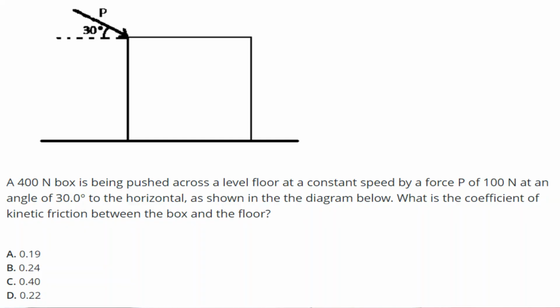Question 23. A 400 Newton bus is being pulled along a level floor at a constant speed by a force P of 100 Newton at an angle of 30 degrees to the horizontal, as shown in the diagram above.